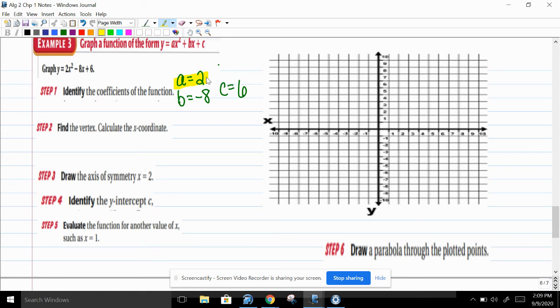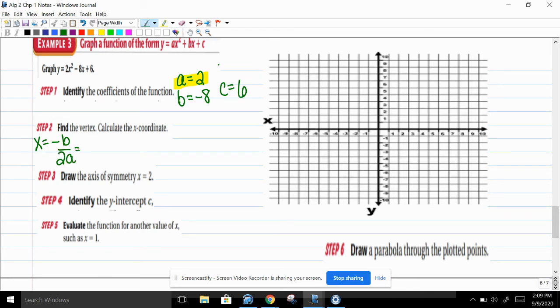Okay, step number 2 is we're going to find the vertex. To calculate the x-coordinate of the vertex, the x-coordinate is equal to the opposite of b. Oh, actually, I wrote a 6. The opposite of b over 2a.